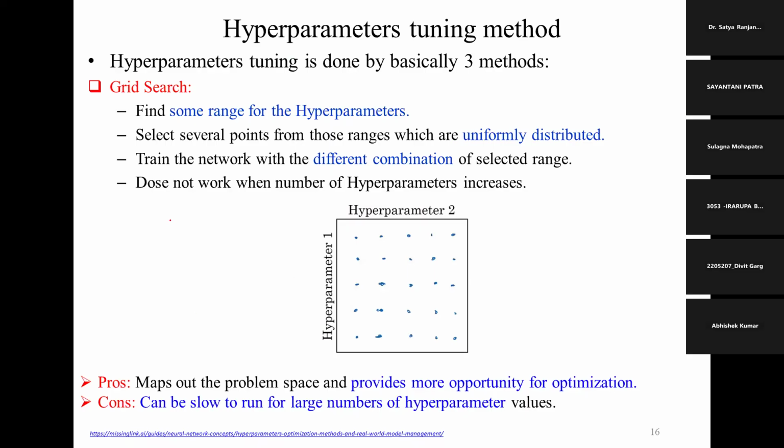What is grid search? Grid search means, let's say we have hyperparameter one and hyperparameter two. We will just go through each combination. Let's say we have some epoch values: 5, 10, 15, 20. This one is epoch 5, this one is epoch 10, this one is epoch 20. Here, let's say I have batch size 2 and batch size 4.